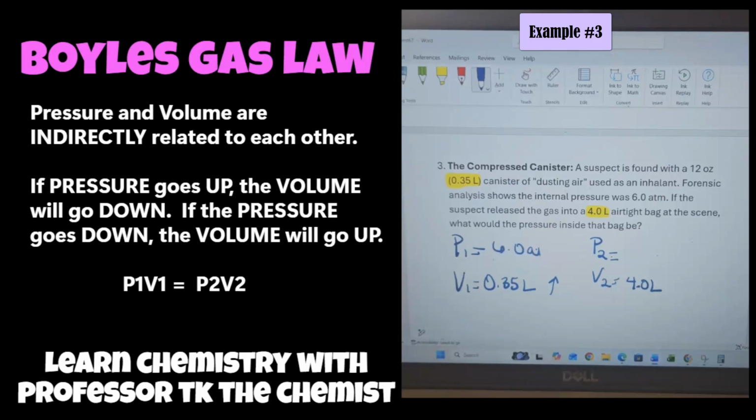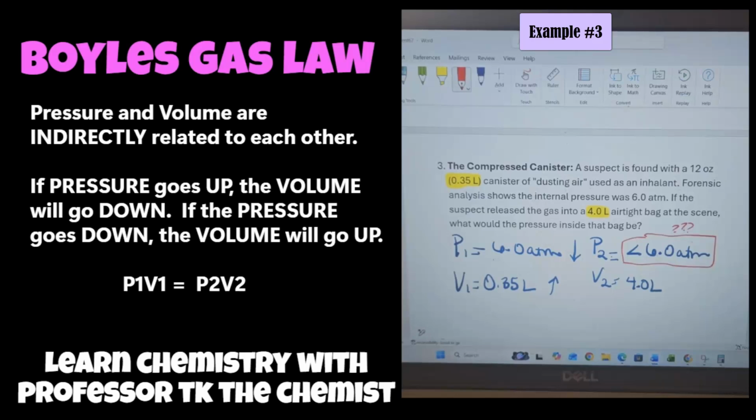Now, again, how do you know? Well, if my volume went up 10 times the amount, then my pressure is going to go down by a tenth of that. All right. So we know the predicted answer is going to be less than 6.0 ATMs. Okay. It's going to be less than that. This is the predicted answer. I'm going to highlight this in red.